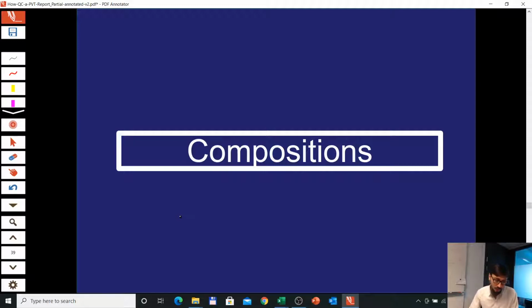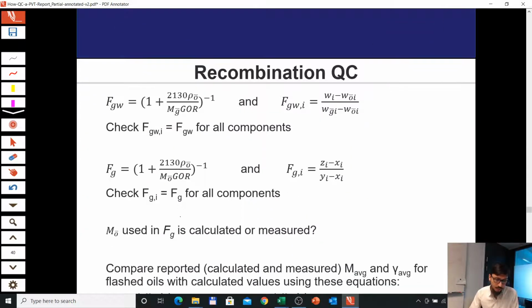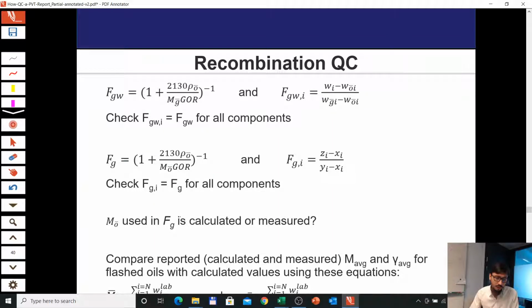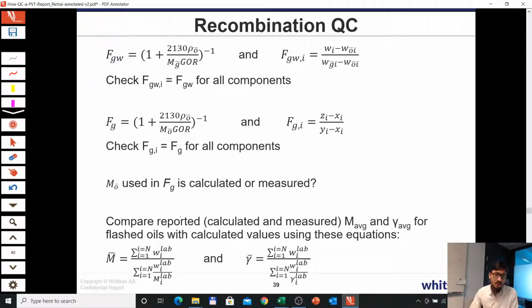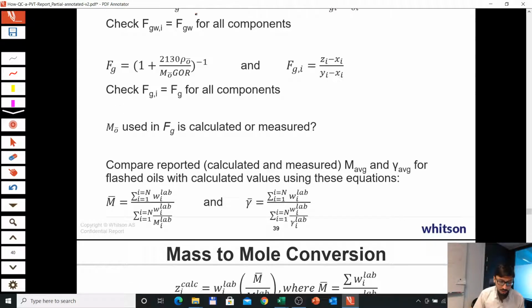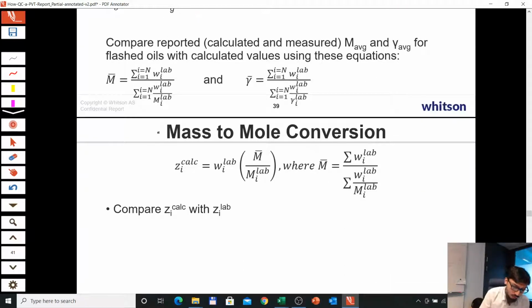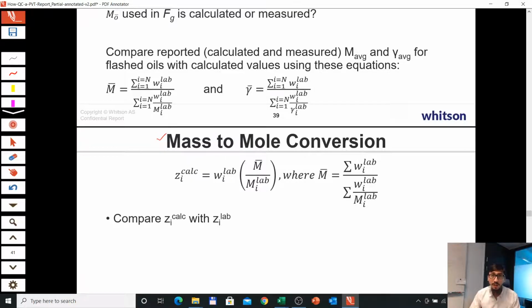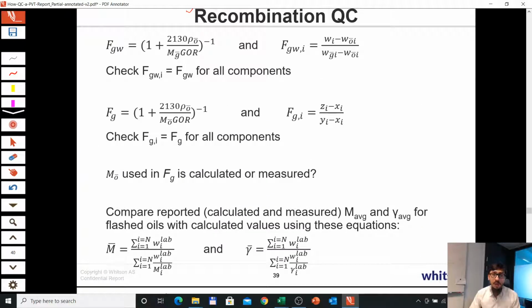Okay, so starting this topic, when we talk about the compositions, the types of QC that we generally do are the recombination QC and the mass to mole conversion QC. These are two basic QCs that can be very easily done in any PVT report, and should always be done to check for consistency.